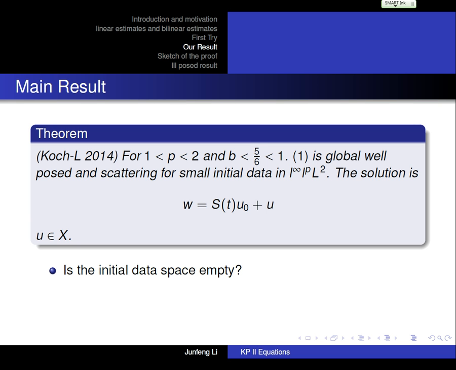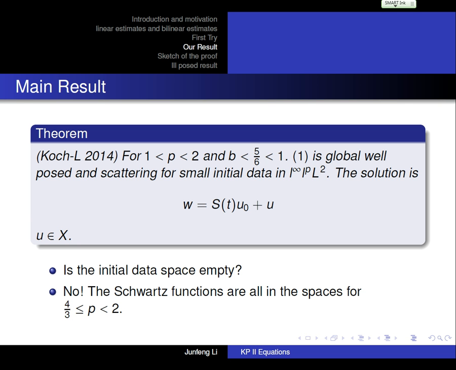So is the initial data space empty? Actually, for P between 4/3 and 2, all the Strichartz functions are in this space. But for P less than 4/3, there is some singularity at C equals 0. That means for P less than 4/3, you have to ask for all those initial data to have this kind of vanishing.